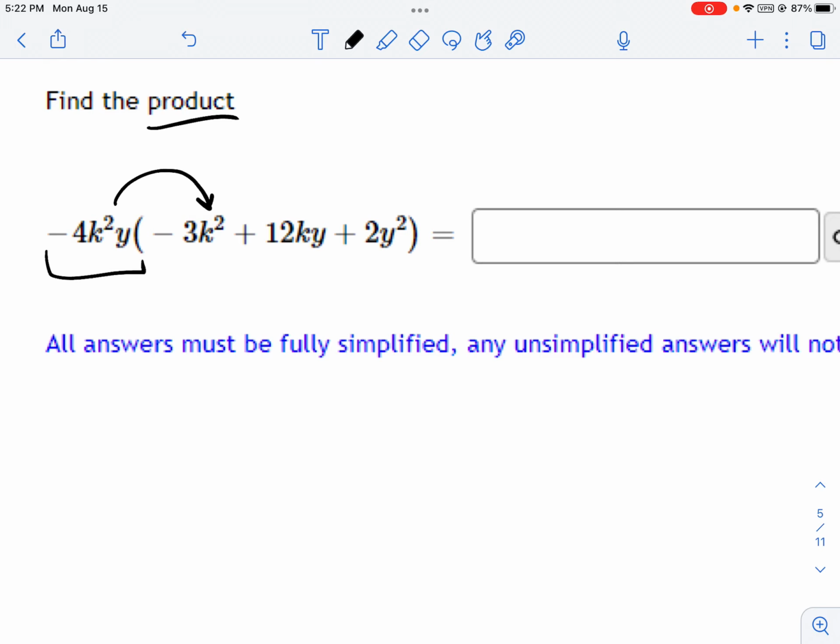So first off, start with your numbers. We have negative 4 times negative 3, that is positive 12. Then we have k squared times k squared. Now, keep this in mind: k squared is a fancy word for k times k. So if you're multiplying k times k to another k times k, how many k's do you have in total? 4 of them. When you multiply variables, you add the exponents. You'll notice that here we have 1y, so there's just 1y there.